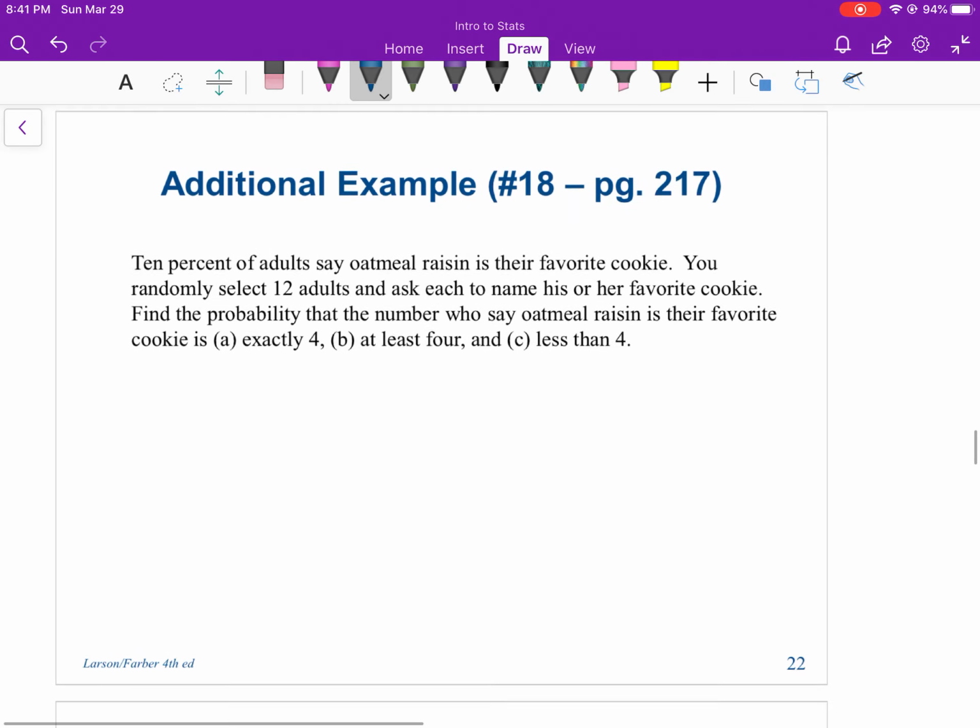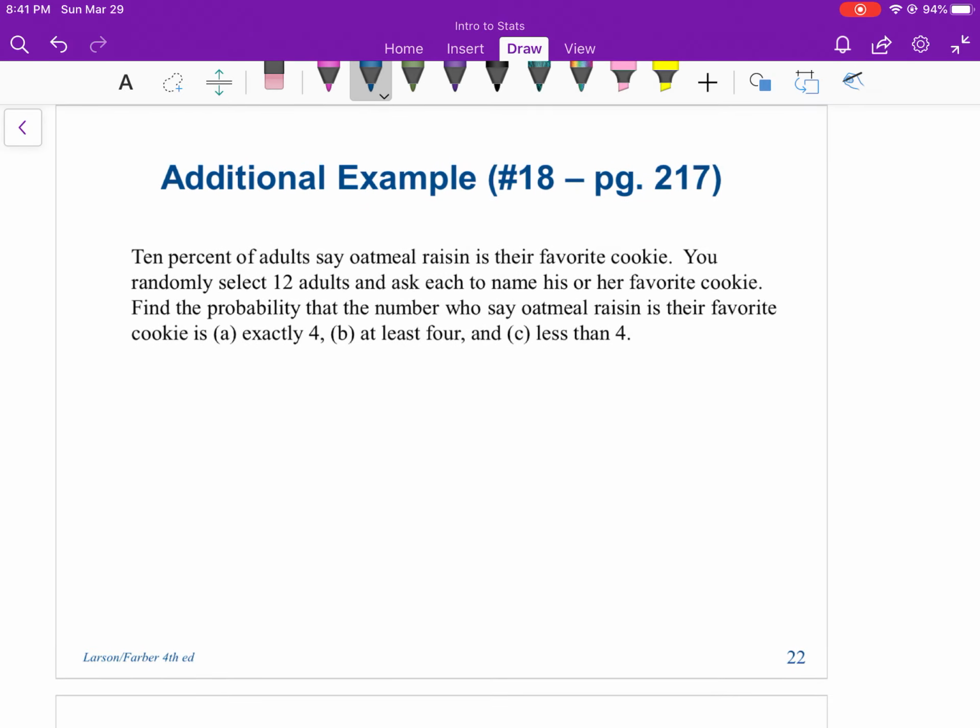Okay, this one is in your textbook. It's number 18 on page 217. And I think what I'm going to do is pause this video here and then do another video just with this problem, because it's kind of a long problem and I don't want to run out of time. I can upload my YouTube videos when they're under 15 minutes in length. So I'm going to stop and then start again.